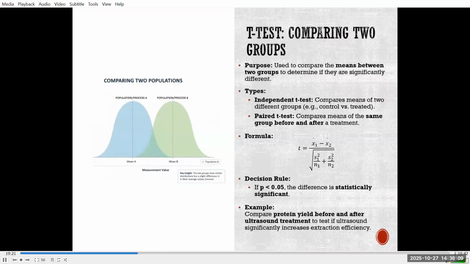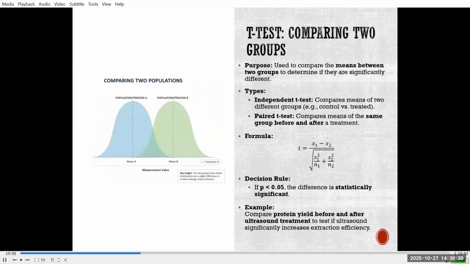So by running the t-test, SPSS gives us a p-value, or probability value. If p is less than 0.05, then we reject the null hypothesis, meaning the ultrasound had a significant effect on the protein yield. In simpler words, the t-test shows whether the improvement we see is real or just by chance.